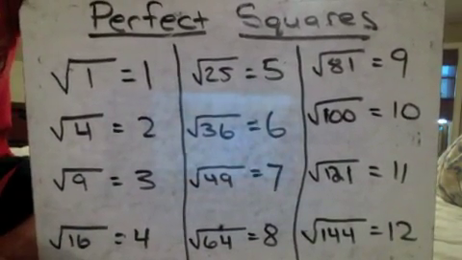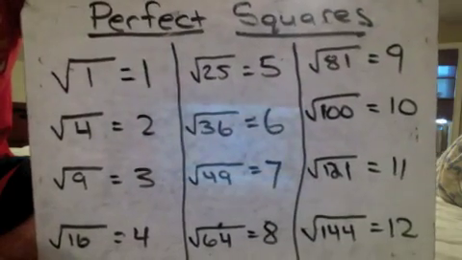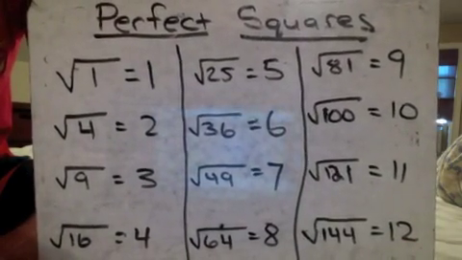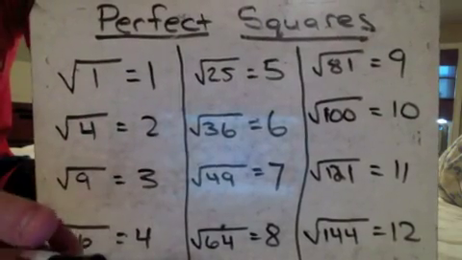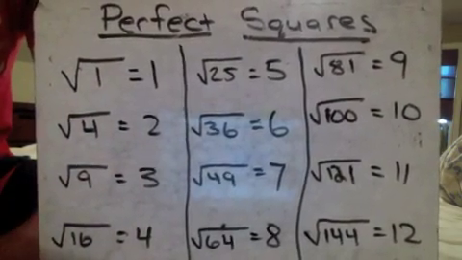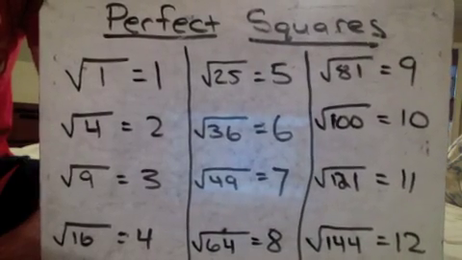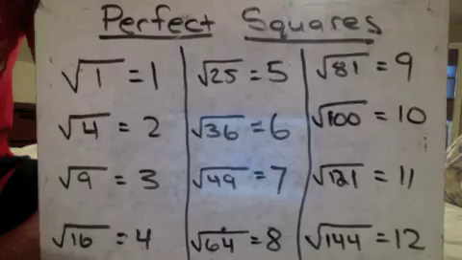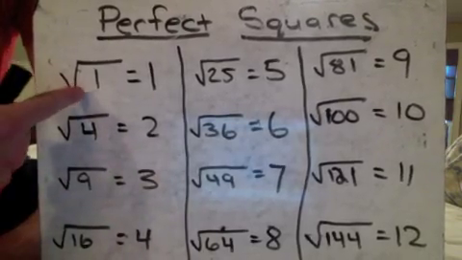What I have here is a list of square roots that we call perfect squares, or perfect square roots. Basically what this means is when you find the square root, the number comes out whole. So let me give you an example. The square root of 1 is 1.